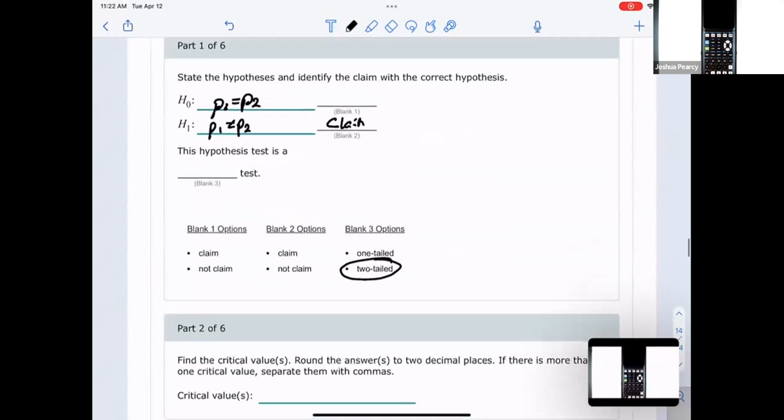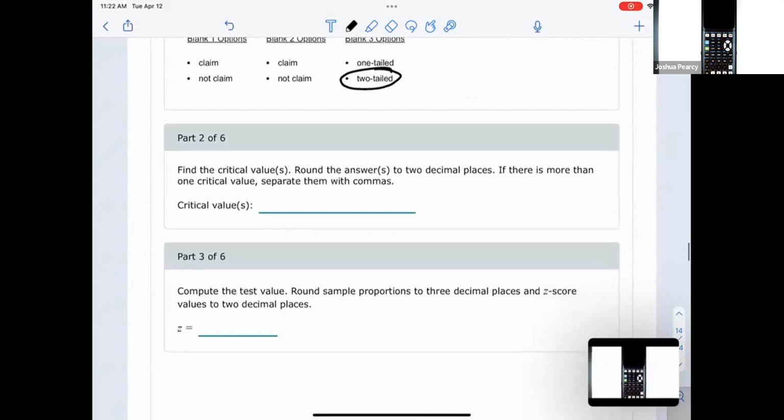Then since it's a two-tailed test, there's going to be two critical values. Can anyone tell me what they're going to be? Alpha is 0.05, two tails, and you're going to use critical Z. Yeah, positive and negative 1.96. Then find the test value. Do that.